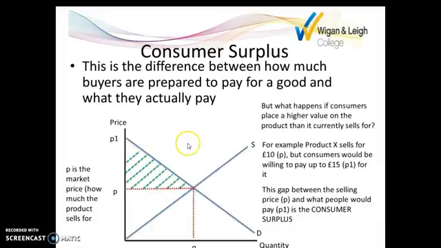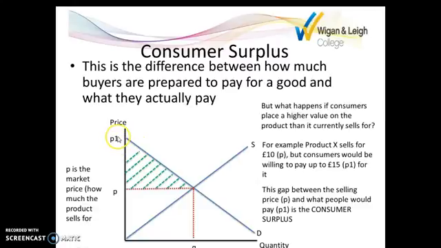So we get a situation which looks something like this. On our basic supply and demand graph, we have our market price here at P. We have P1, which represents how much the product would be willing to be bought for by consumers. So in this situation the market price of P is much lower than the actual price that people want to pay for it. All this area represents essentially the gain for consumers when they purchase this.